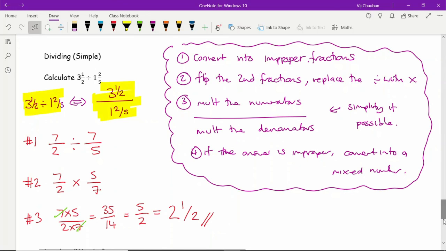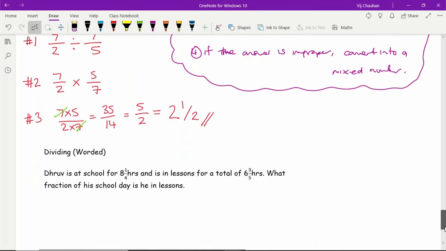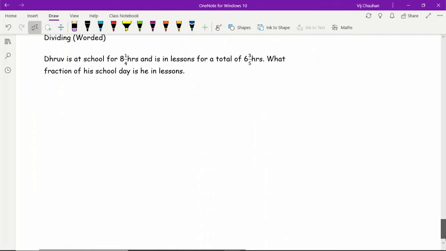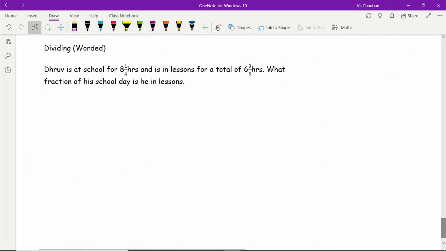So let's have a look at a worded question. It says that Dhruv is at school for 8.25 hours and is in lessons for a total of 6 3/5. What fraction of the day was he in lessons? For this, and again, if you're not too sure, let's simplify the question. Let's change 8.25 to, let's say, just 8 hours, and 6 3/5 to, let's say, 6 hours.